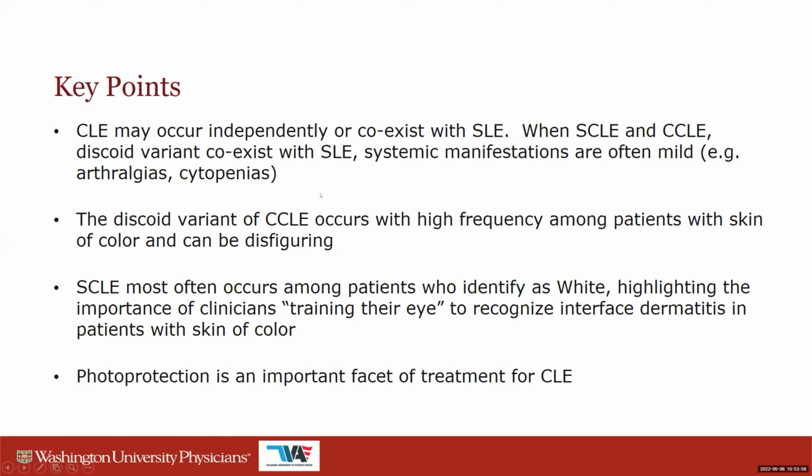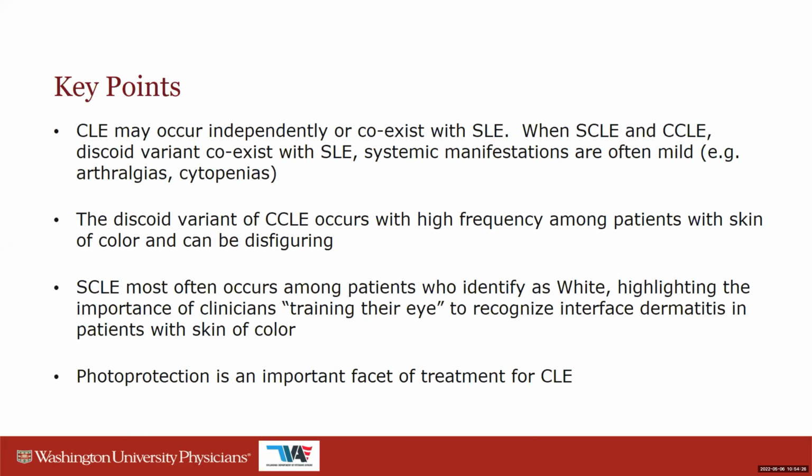The key points are these: cutaneous lupus may occur independently or coexist with systemic lupus. With subacute cutaneous and chronic cutaneous lupus, the discoid variant coexists with systemic lupus. Systemic manifestations are often mild, including arthralgia, cytopenias. The discoid variant of chronic cutaneous lupus occurs with high frequency among patients with skin of color.